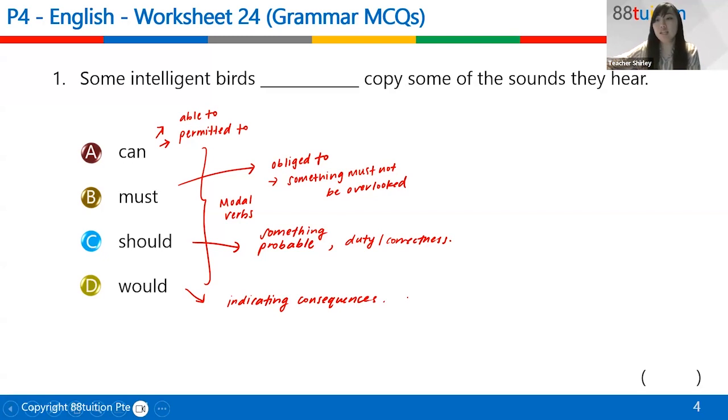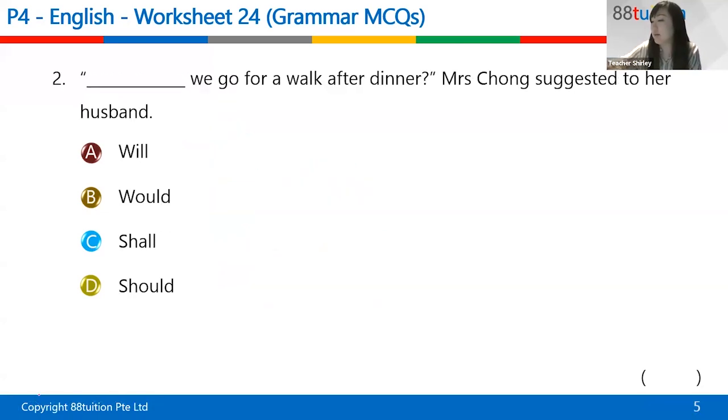Okay, so now let's go back to the question. Some intelligent birds, what copy some of the sounds they hear? Someone typed in the chat. Let me have a look. Who was it? It's A, Darius said. Yes, because can means they are able to, right? They are able to copy, and it's not all, but some. So it's like their ability to copy the sounds they hear. So that's that.